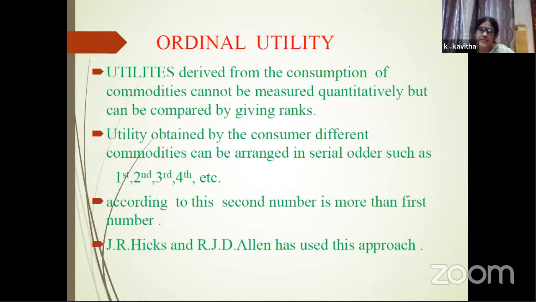Here the comparison between the goods, between the satisfaction levels of the human being, is ordinal. Ordinal means nothing but comparison, comparing by giving ranks, like the first one, second, third and the fourth one. Here the numbers tell that the second number is more than the first number, or the third one is greater than the second, or the fourth one is greater than the third one.